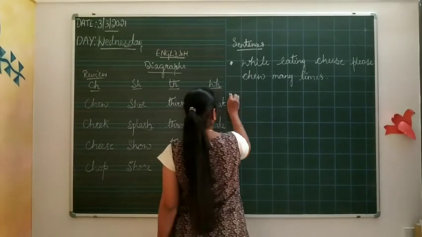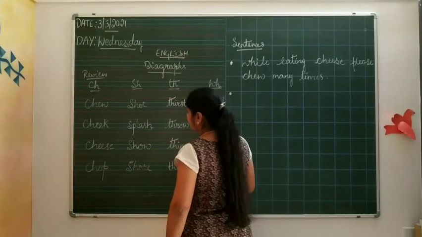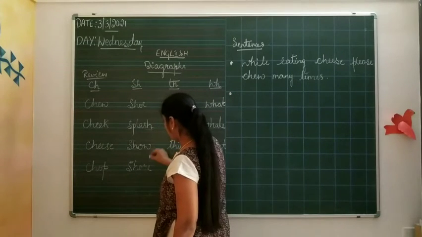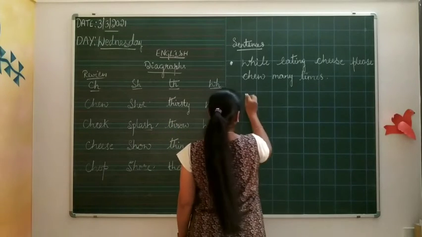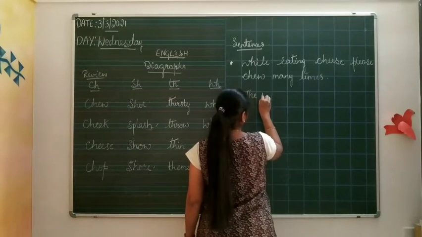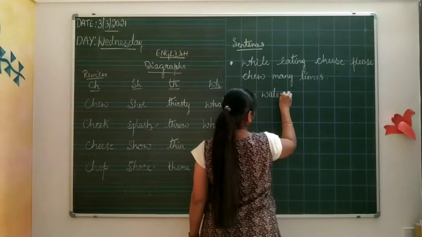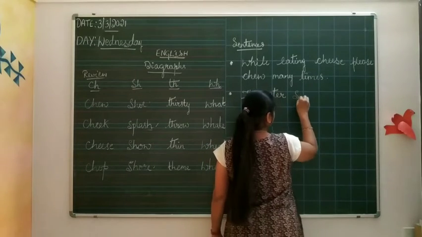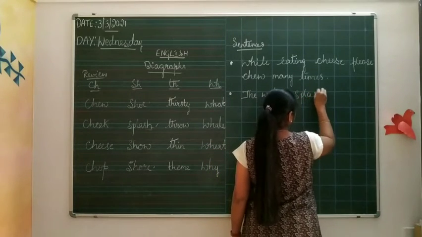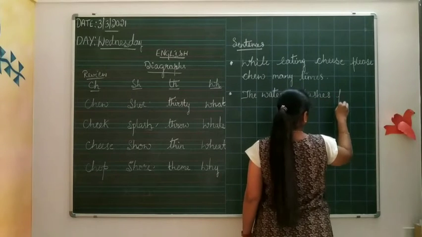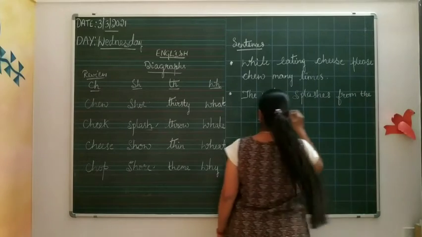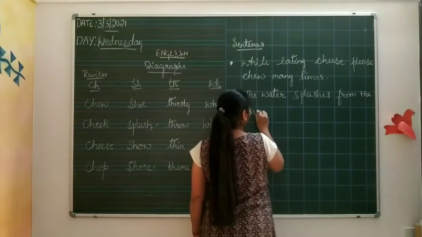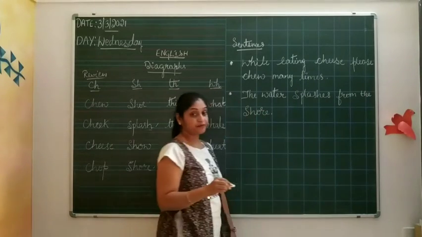The next thing I will take: splash, shore and show. I'll take splash and shore. The water splashes from the shore. What do you mean by shore, children?